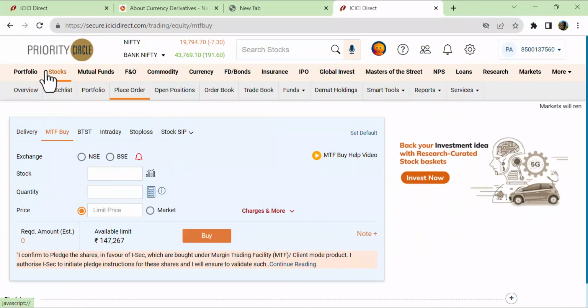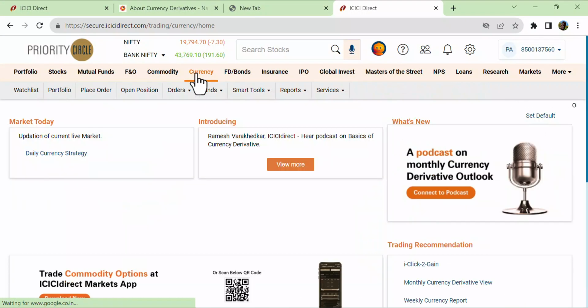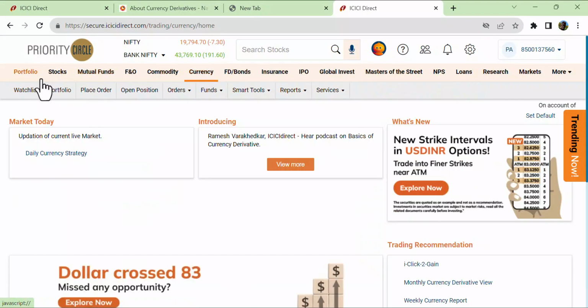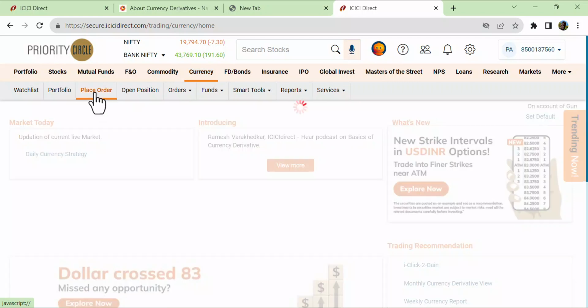So we are basically in the currency market. This is the Bombay Stock Exchange portal. I am interested in currency. You can buy stocks, mutual funds, futures and options, commodity, currency. So we are in currency. I want to place an order.